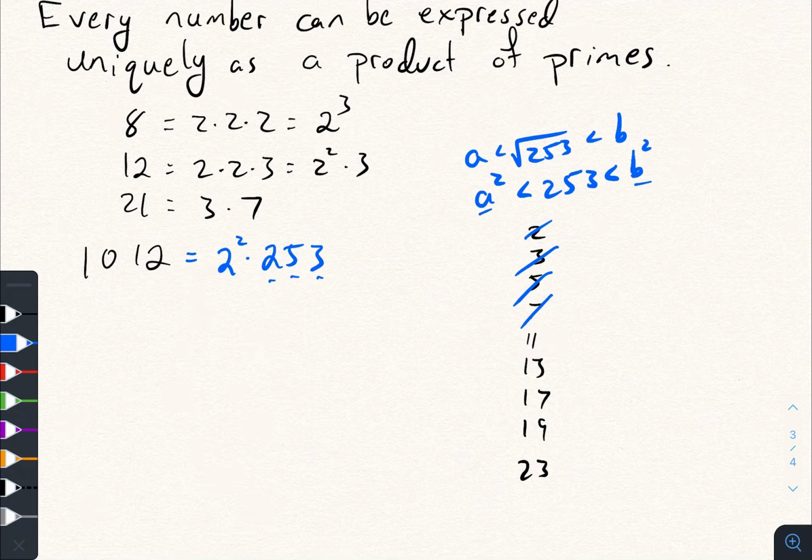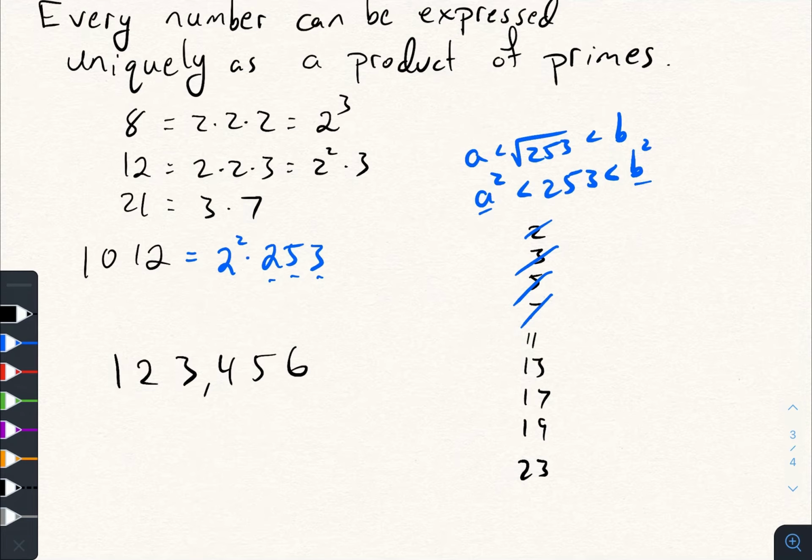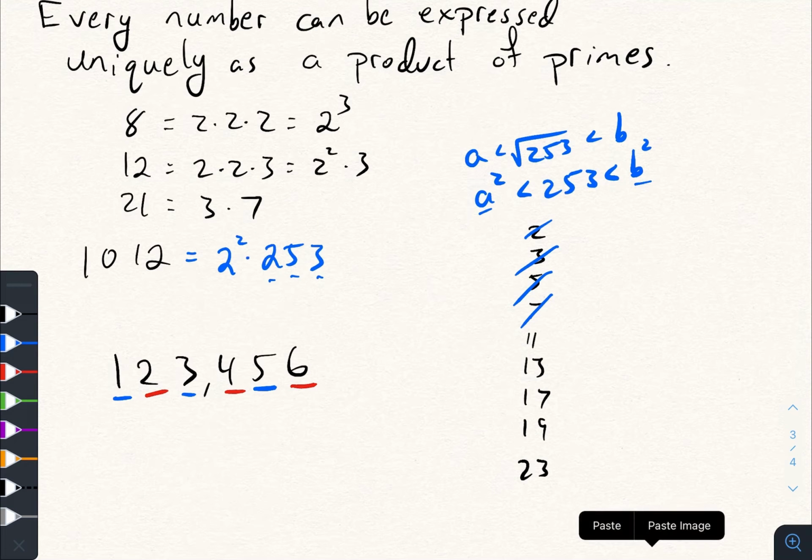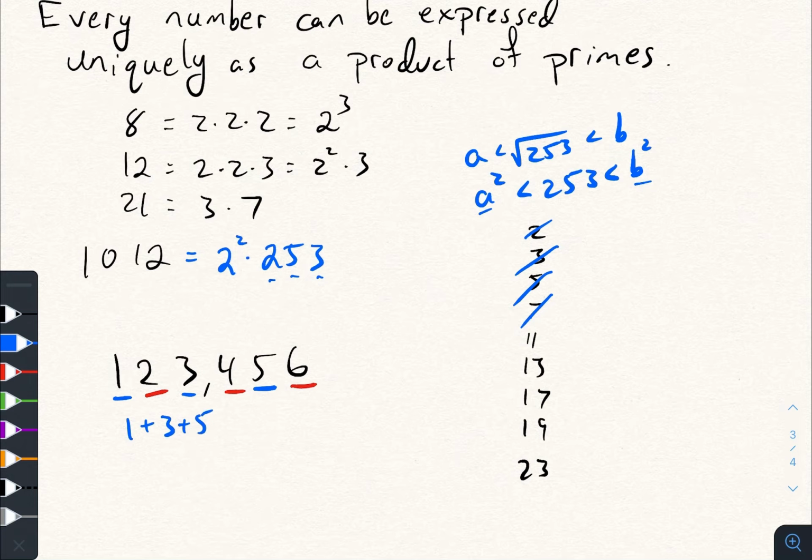So let's do the divisibility test for 11 next. Let me demonstrate this with another number. Here's 123,456. How do we know whether or not this number is divisible by 11? I like to think of it as every other number is going to be a blue number, and then the other numbers are going to be red numbers. So I add up all the blue numbers, and then I add up all the red numbers, and then I take the difference of those two numbers.